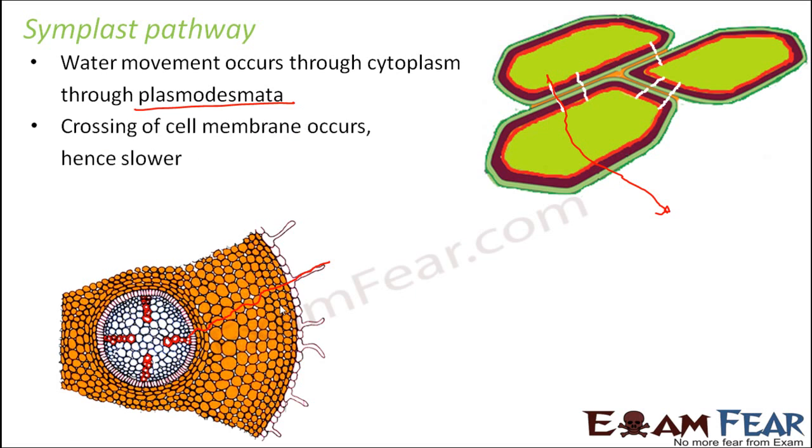So here crossing of the cell membrane occurs, and therefore it is slower, because whenever some water wants to pass through the cell membrane, it has to follow one of the processes like facilitated diffusion or active transport. That will consume energy, that will need proteins. All these things will consume extra time, and that is why the symplast pathway is a slower process when compared to the apoplast pathway. So here mass flow occurs along a potential gradient. As I said, from high concentration to low concentration, it moves in that fashion. So not too much of a role of cohesive and adhesive forces here.